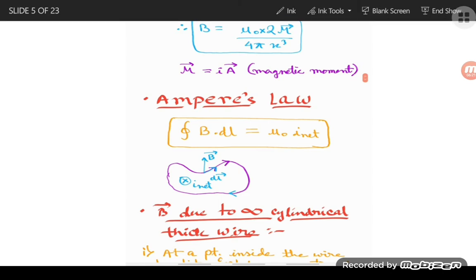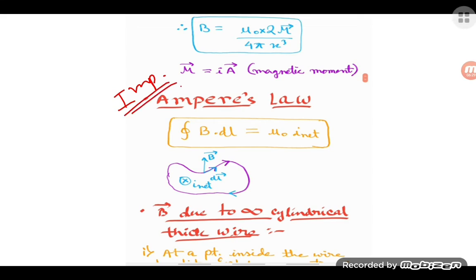Next, the very important concept, that is Ampere's law. All the formulas I have derived in the previous section can be easily derived by using this law. Now what is this law? Ampere's law states that the line integral of the magnetic field around a closed loop is equal to mu naught times the current enclosed by this closed loop.